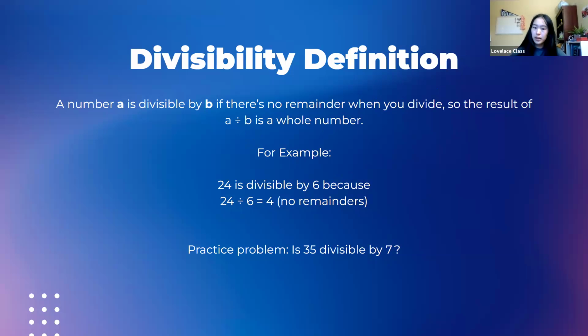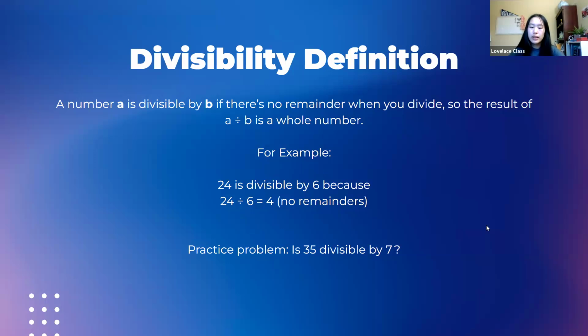So let's look at an example of this. We can say that 24 is divisible by 6, right? Because 24 divided by 6 is equal to 4, and there's no remainder. It divides evenly. And then you can also say 24 is not divisible by 10 because you cannot divide 24 by 10 without having a remainder.